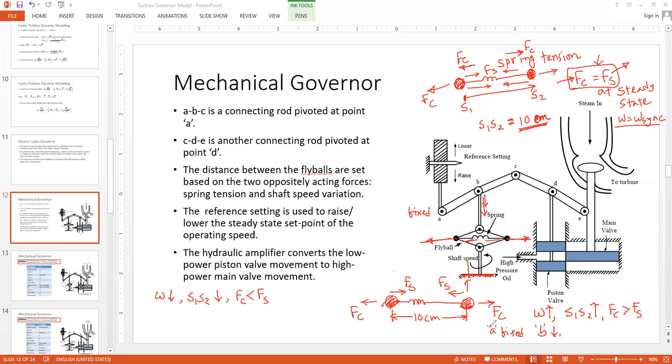Excellent. So A is fixed, B comes down. Then what will happen to C? A is fixed, B comes down. What will happen to C? Quickly. C will also come down, because B is the pivot point. C will come down. Excellent. Continue now. What will happen to D?